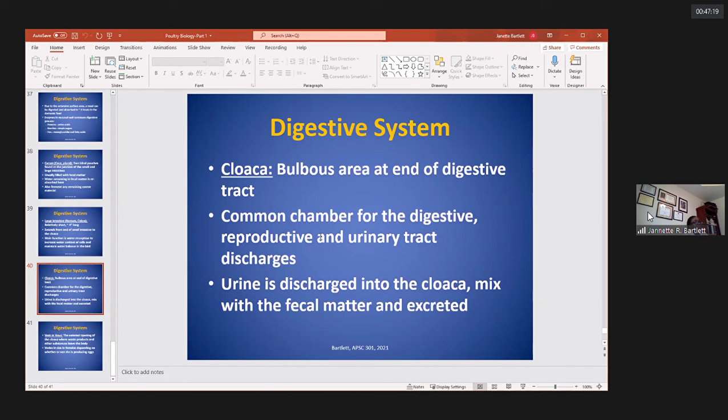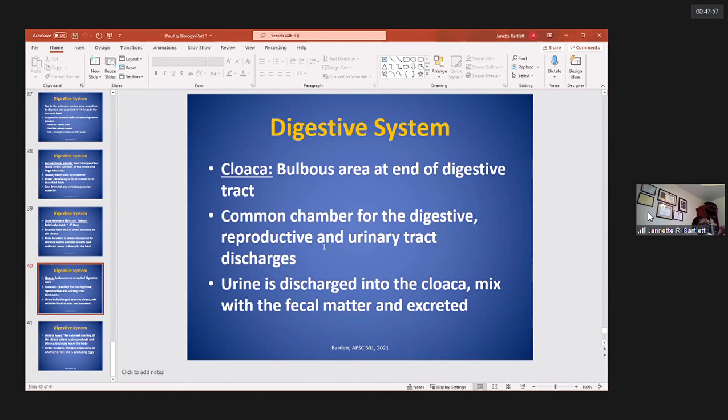discharges. Now, you know that chickens have one external opening, right? So anything that is coming out of the chicken is going to come from that one opening. And that's why the cloaca is referred to as the common chamber for the digestive, reproductive, and urinary tract discharges. So the products that will be excreted at the end of the digestive process have to come through that.